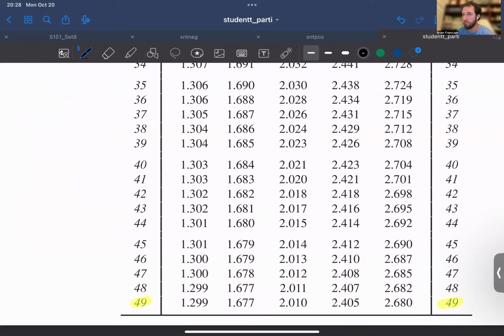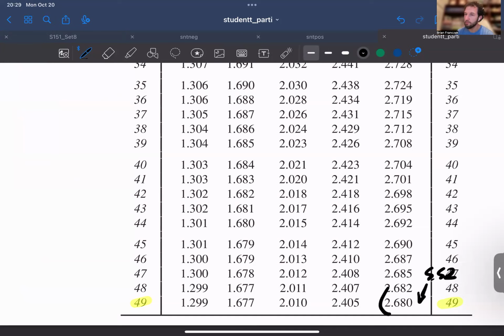All right, so we have 1.299, we're bigger than that. 1.677, we're bigger than that. 2.01, we're bigger than that. 2.405, we're bigger than that. 2.68. So we're bigger than this. So our value is over here somewhere. So we are to the right of 2.68.